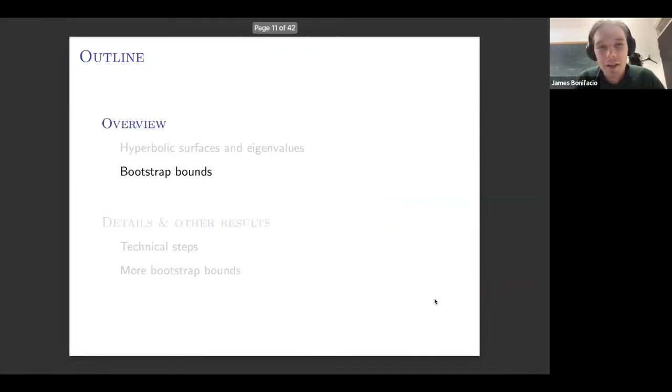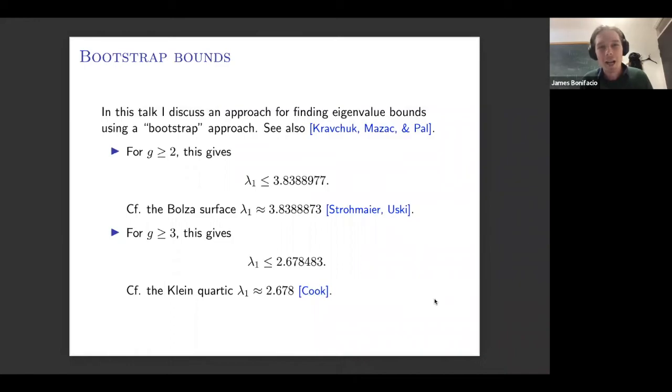Okay, so this is sort of a pictorial summary of some of these bounds on the first 2 non-zero eigenvalues. Now let me say something about these bootstrap bounds that are going to be the subject of this talk. So I'm going to talk about a way to find bounds using the so-called bootstrap approach. And as I mentioned earlier, there's also this other paper which explores this idea.